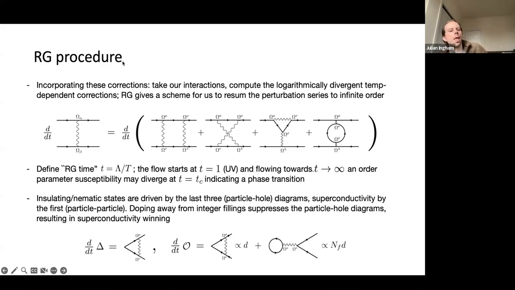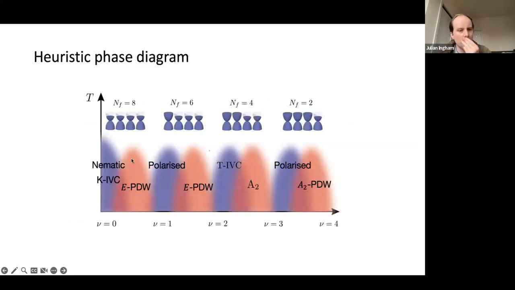So at integer fillings, all four of these diagrams compete with each other strongly. The insulators tend to win. So we have insulating states at integer fillings. And then as we dope away from integer fillings, so we go above the band touching point, increasingly these diagrams get killed off, and superconductivity is the only thing that survives. And so what we end up with just from this, the RG reasoning, is a phase diagram that looks like this, basically.